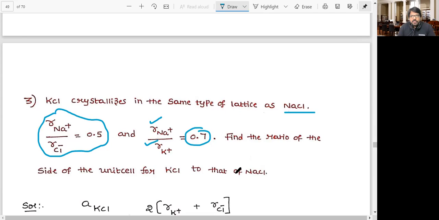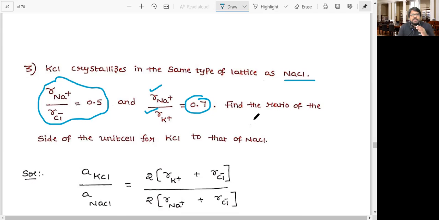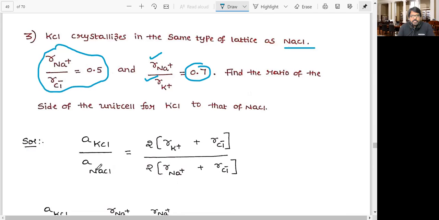Simply what he's asking, edge length of KCl and edge length of NaCl ratio he's asking. With the help of given data, you need to find edge length ratio. Which type of unit cell it is? NaCl type of unit cell. Very simple, you just write the formula, you'll get the idea. So edge length of KCl by edge length of NaCl, in fact, that was asked in this question.